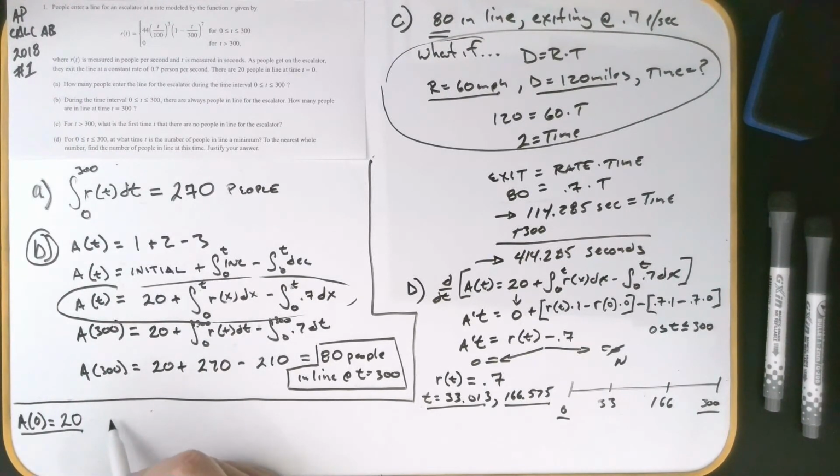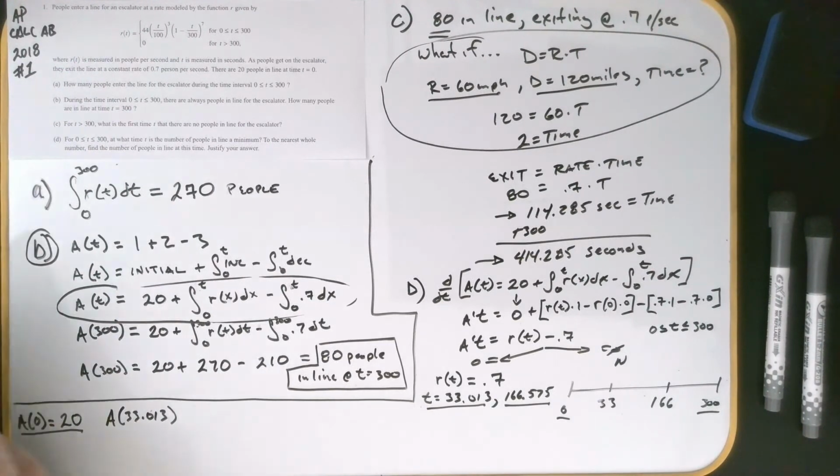Now we're going to compare it to the next one. What happens after 33.013 seconds? Well, I'm going to find my amount at 33.013. Well, what's nice is in your calculator, if you have saved the work from before, you can just go in and edit, and it's not bad at all.